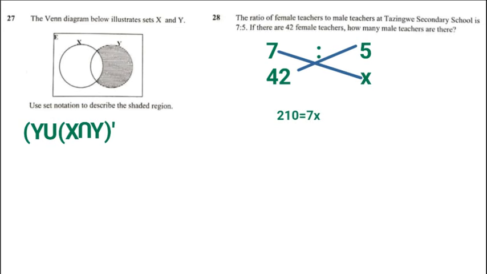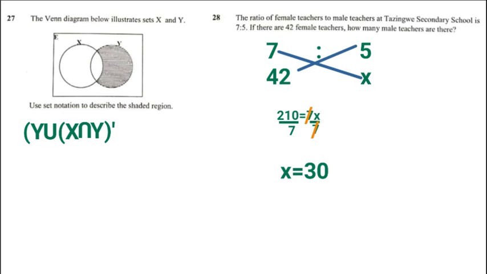Now I'm going to divide both sides by 7. Why am I dividing both sides by 7? Because I want to remain with X on one side of the equal sign alone. So 7X divided by 7, it's more or less like we cancel the 7s in both terms, which means it's going to give us X. Then 210 divided by 7 will give us 30. So there are 30 male teachers at Tazingwe Secondary School.